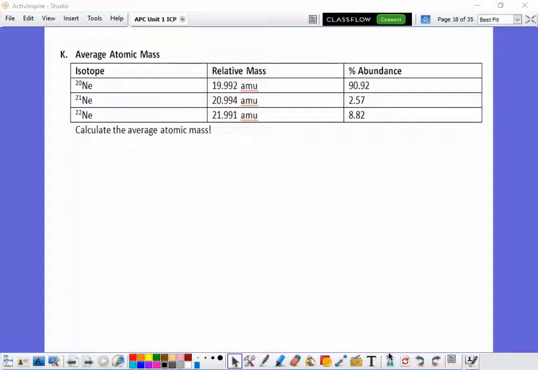And next class, after our lab, should not take the entire block. So we'll have some time after the lab to do a few more problems. Okay, so you should be on page 7 in your packet.